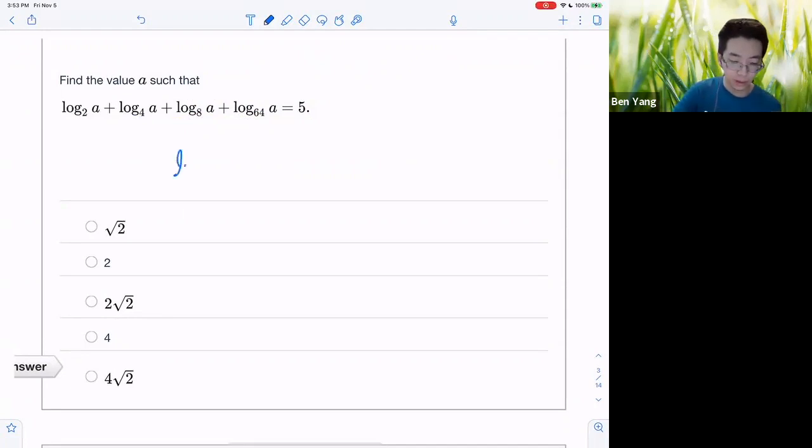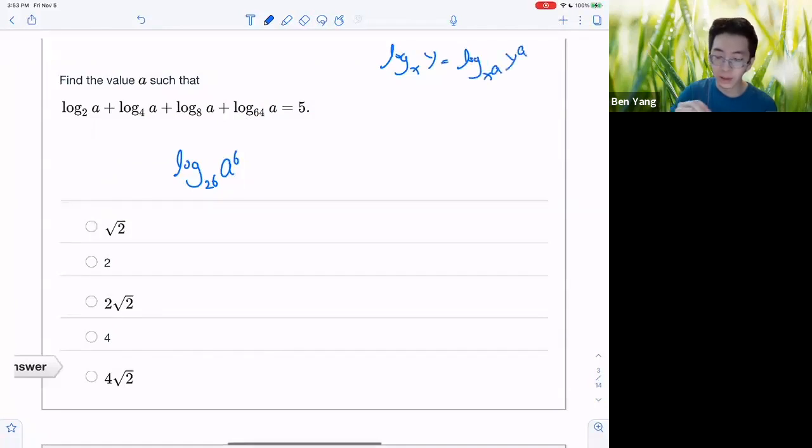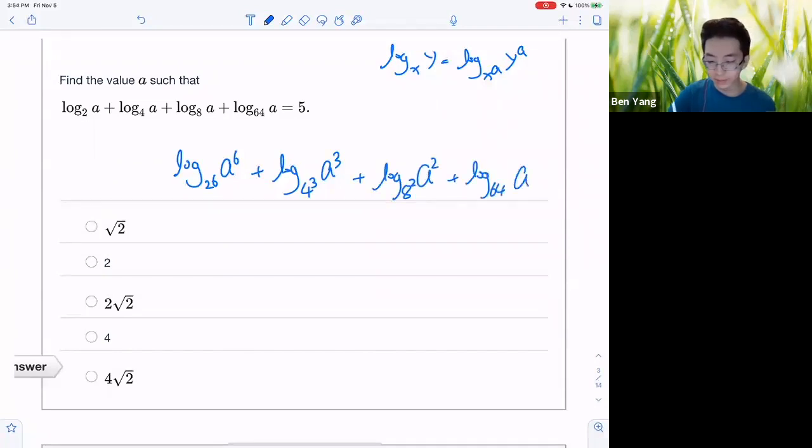So let's do log base 2 to the power 6 of a to the power 6. You know, it's a property that log base x of y equals log base x to the power of a of y to the power of a. We can raise these two numbers to the same power without changing the value of the log. So we do log base 2 to the power of 6 of a to the power of 6, plus log base 4 to the power of 3 of a to the power of 3. Our goal is to make everything log base 64. So plus log base 64 of a squared plus log base 64 of a.